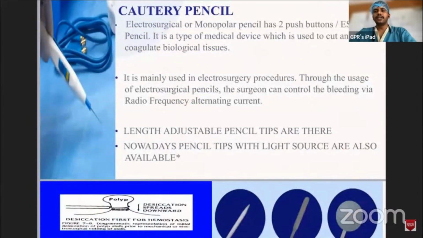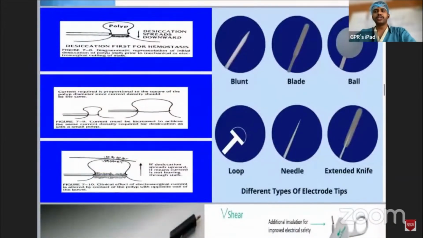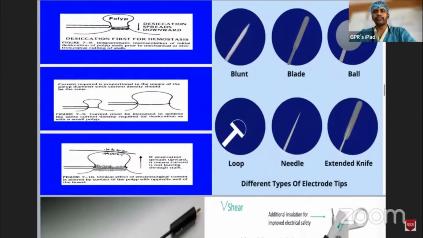So the cautery pencil is the one that delivers the current to the patient's body. It has two buttons. One is yellow, which causes the cutting, and the other is blue, which causes the coagulation. Nowadays length-adjustable pencil tips are available, and pencils are also provided with a light source, and even, as an advancement, the pen tips have been given an evacuation chamber to remove the smoke out of the patient's body. These smokes are nowadays classified as class 2 mutagens, and they have carcinogenic properties too.